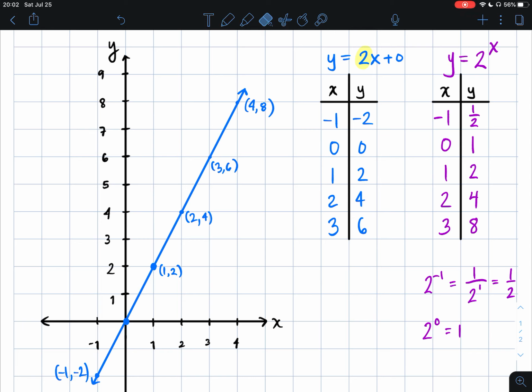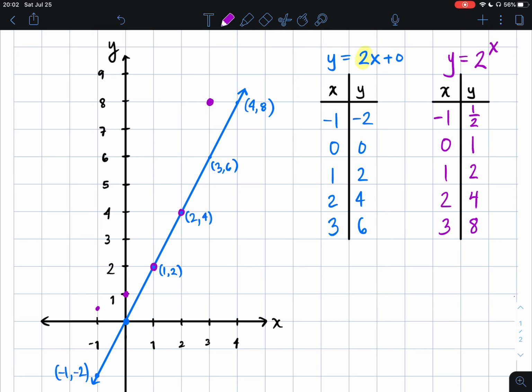Okay, so let's go ahead and plot those points from the table and then we'll make a couple comments and wrap this up. But I just think it may help to look at these two models side by side to understand really their differences, I guess. So when x is -1, y is 1/2. When x is 0, y is 1. When x is 1, y is 2, so we shared that point. When x is 2, y is 4. When x is 3, y is 8.